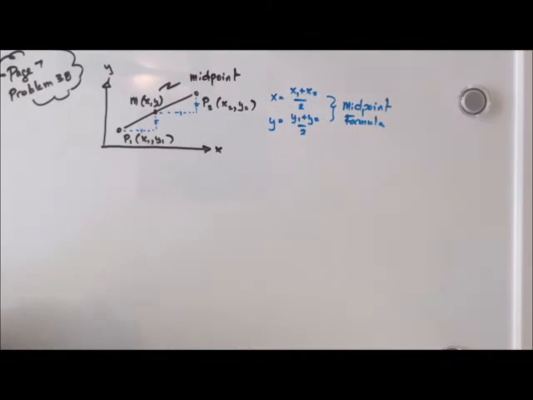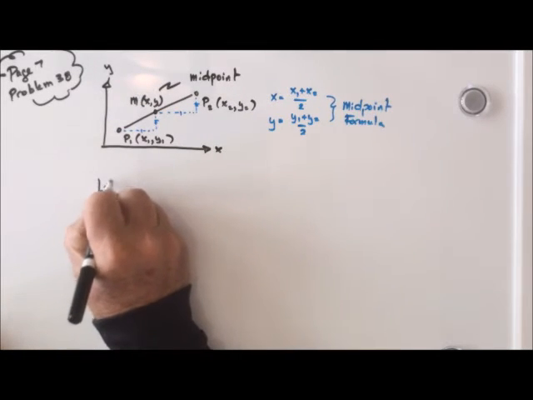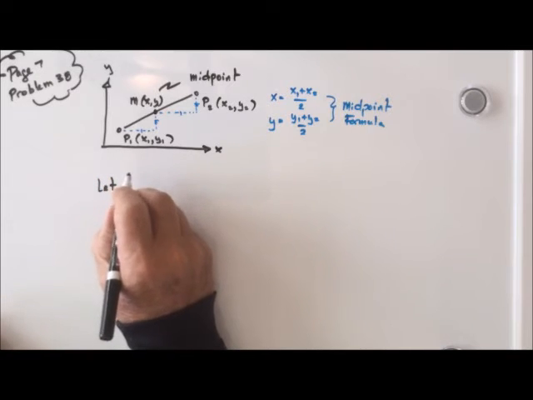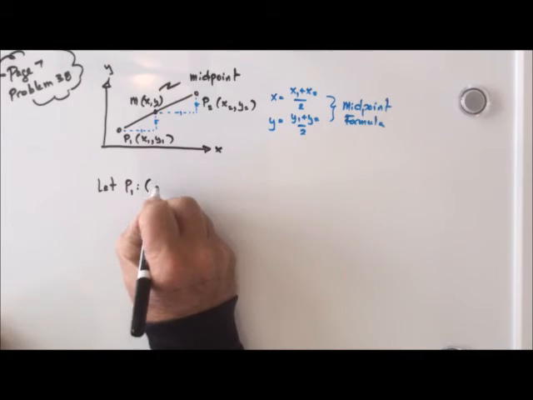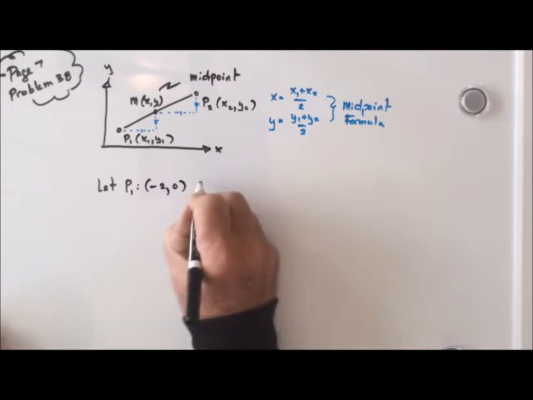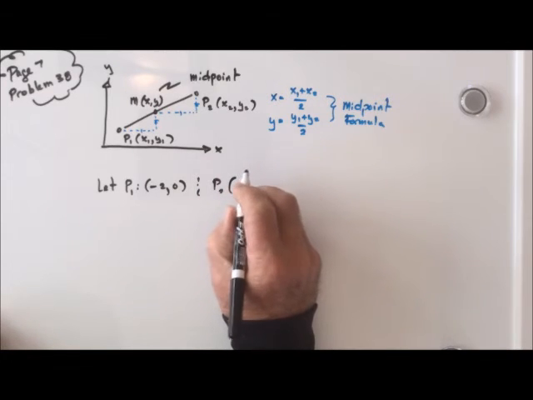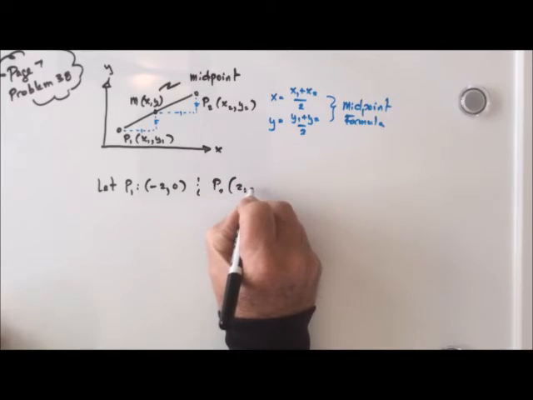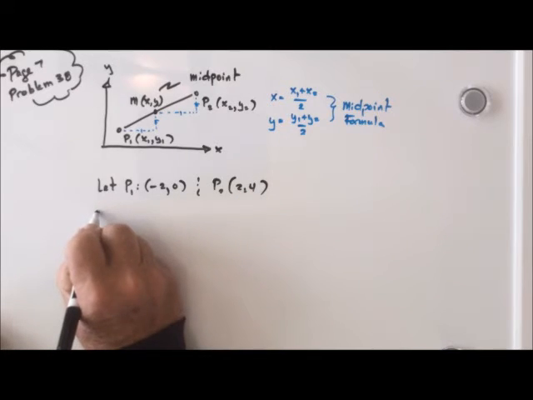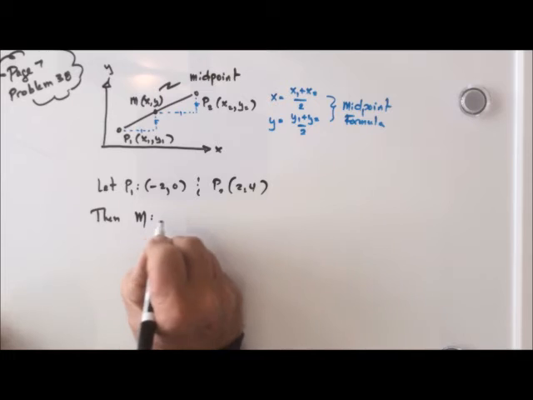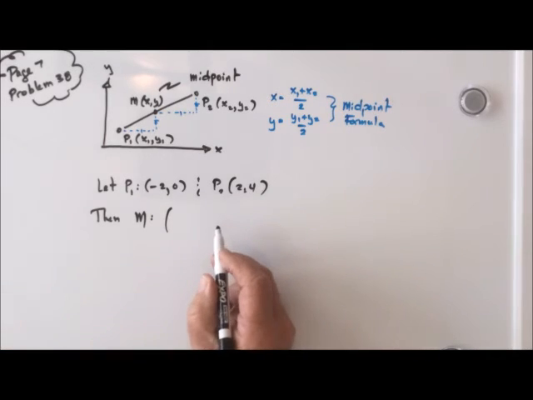And problem 38 doesn't ask too much. It says, well, let's let P1 be the explicit point -2, 0, and let's let P2 be the explicit point 2, 4, and let's find then the coordinates of M.